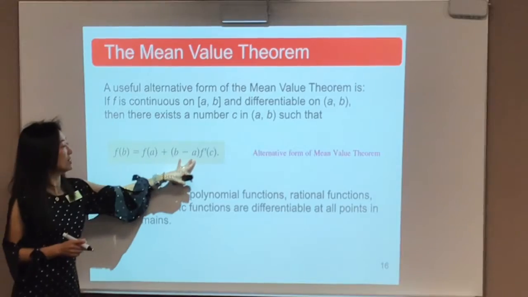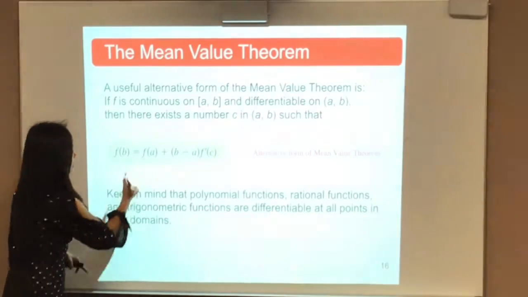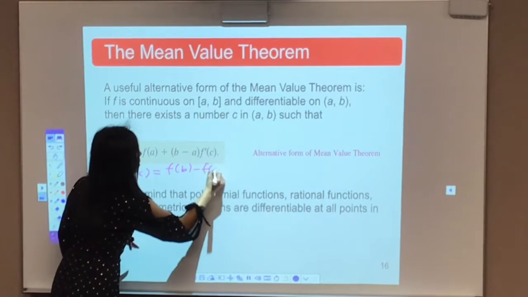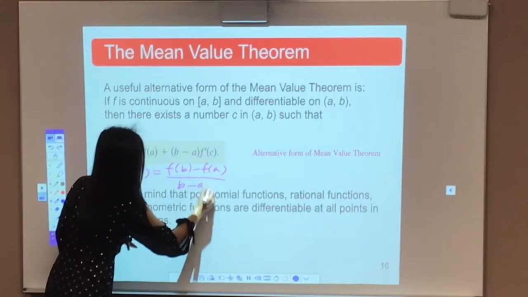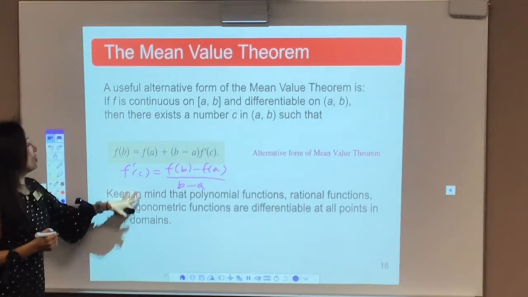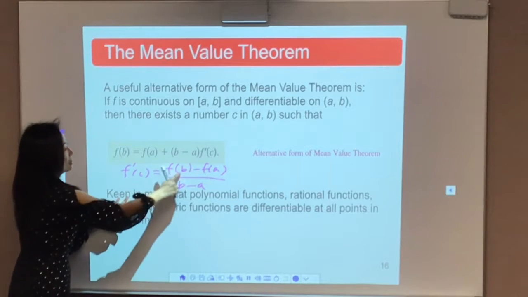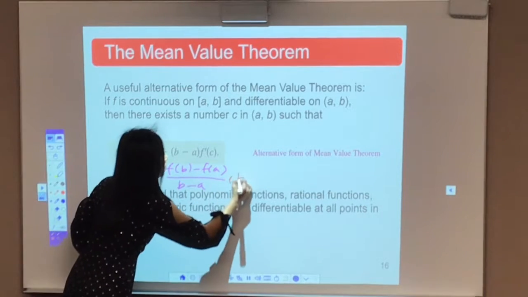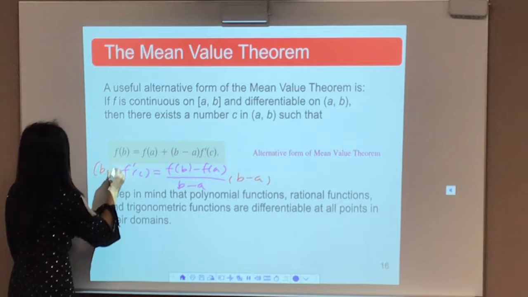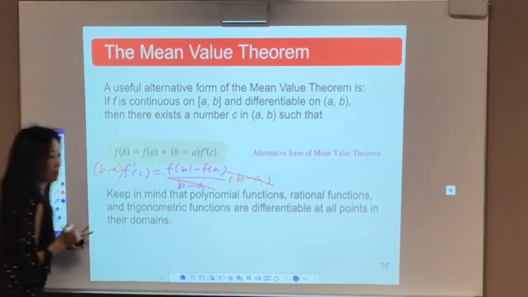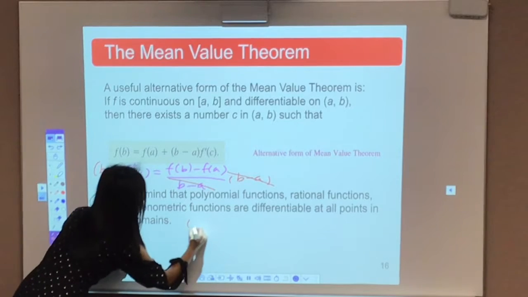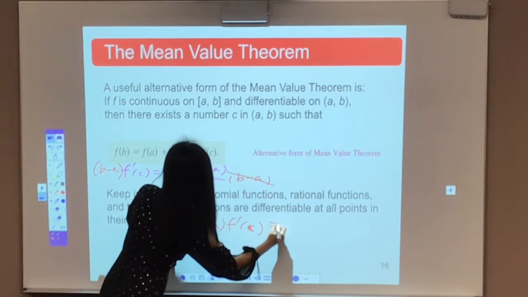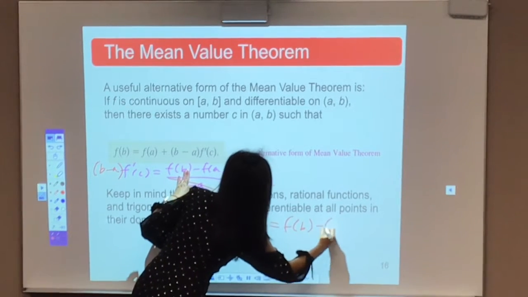Sometimes they write the mean value theorem like this. Does anybody see how they write this? Because the mean value theorem says what? f prime of C is equal to f of B minus what? f of A over what? B minus A, right? Then what they say is, you know what, I don't want to write it like that. I want to find what my f of B is. In this case, what can I do? I can multiply by B minus A. Is everybody with me? Then you have B minus A times f prime of C, and then you have f of B minus f of A.